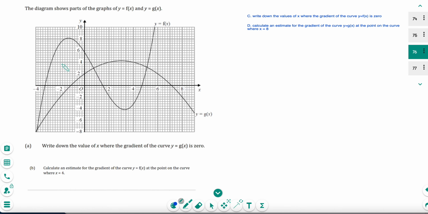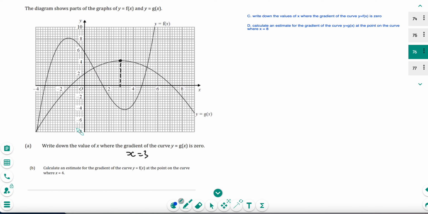All right. So you can do this one by yourself. Next, the graph shows parts of the graphs of y equals f(x) and y equals g(x). So f(x) is this line here, and g(x) is this line here. Calculate the value of x where the gradient of the curve y equals g(x) is 0. So we're going to focus on this part here. We're trying to find a coordinate where the gradient is 0. Well, the gradient is 0 at this point here, the turning point. So if I draw a tangent, it'll be flat. So I've got to find the x coordinate of this point. It's about 3. x equals 3.